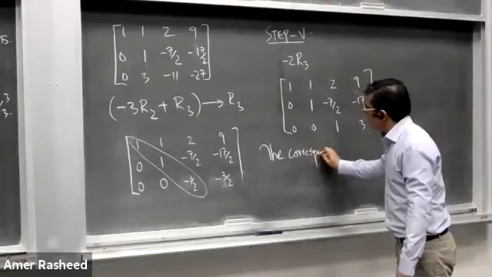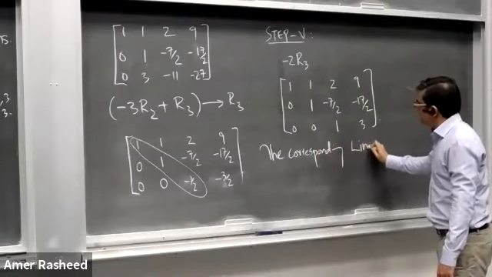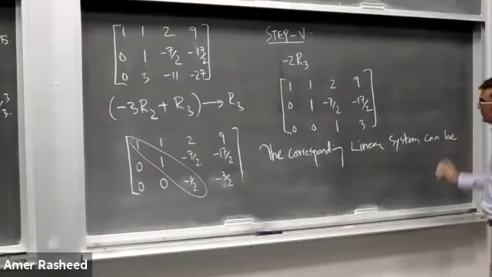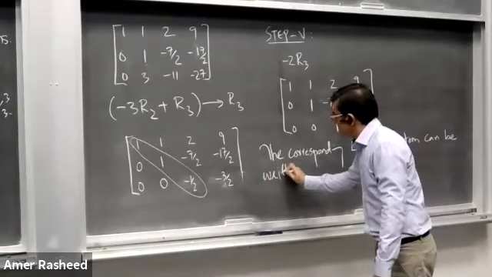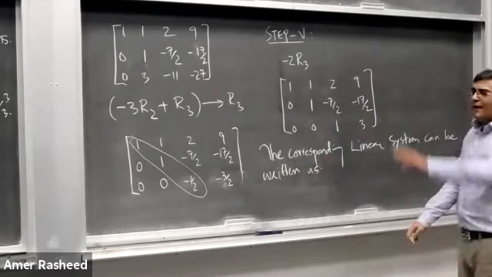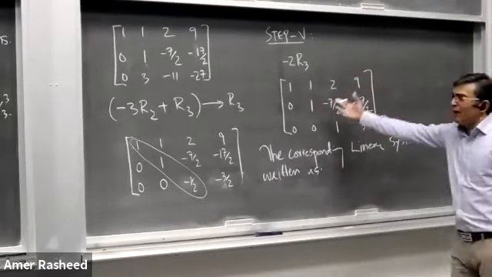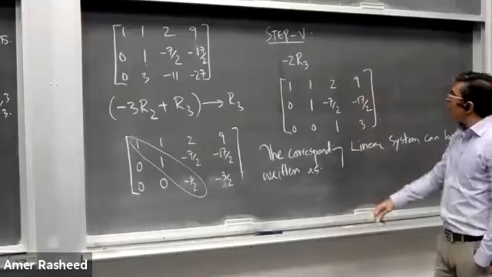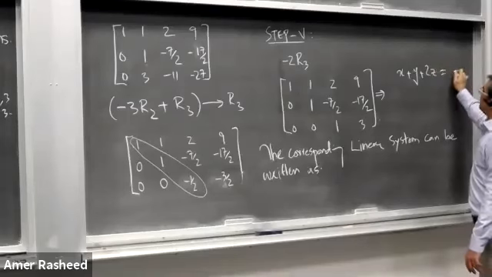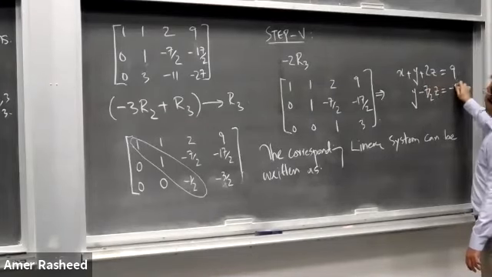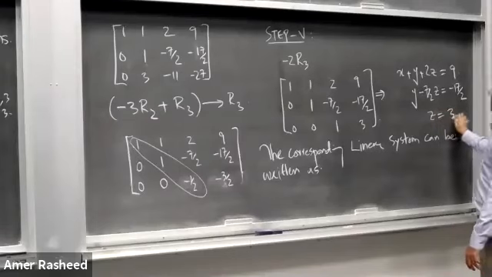Now, the corresponding linear system can be written as. अब देखिए हमने पहले शुरू में लीनियर सिस्टम से ऑगमेंटेड मैट्रिक्स लिखा था. अब हम इस ऑगमेंटेड मैट्रिक्स से दोबारा लीनियर सिस्टम लिखने लगे. पहली इक्वेशन क्या होगी? x plus y plus 2z is equal to 9, and then y minus 7 by 2 z is equal to minus 17 by 2, and then z is equal to 3.